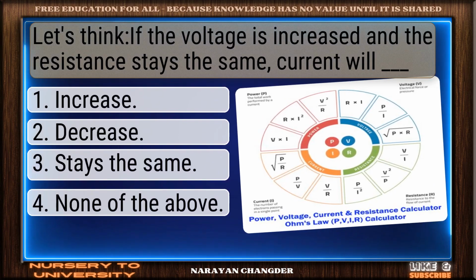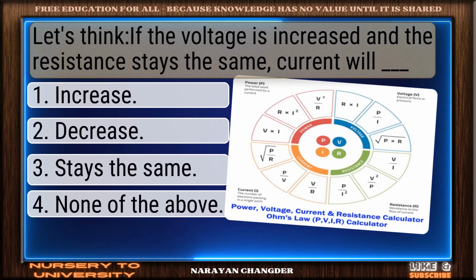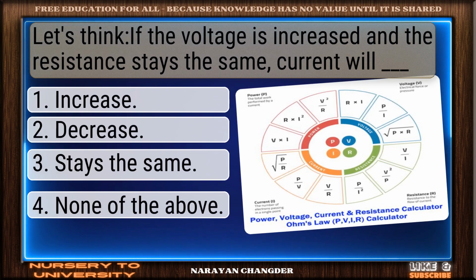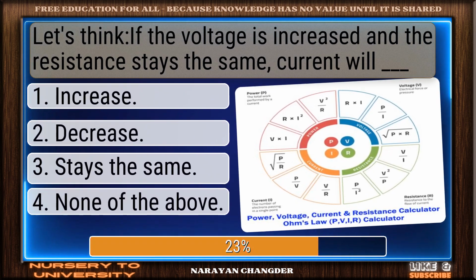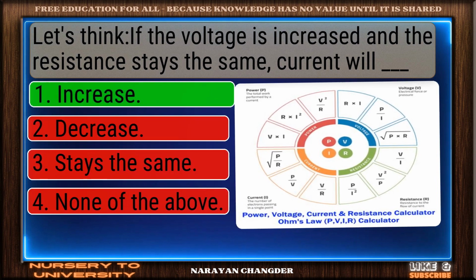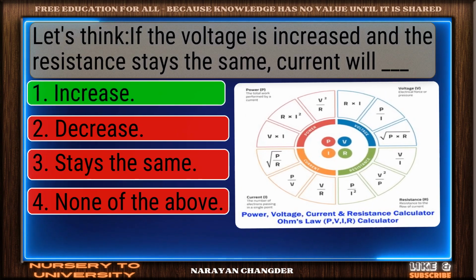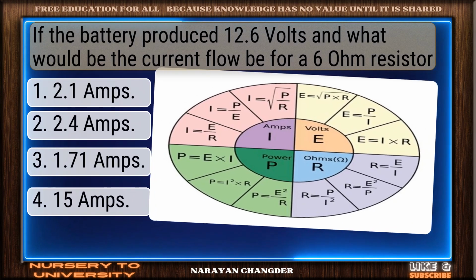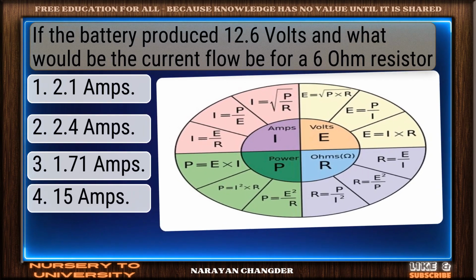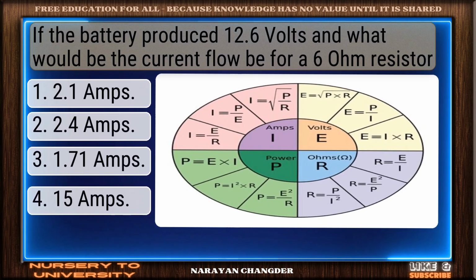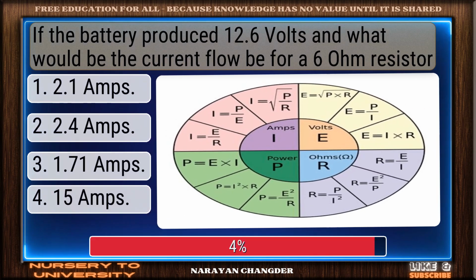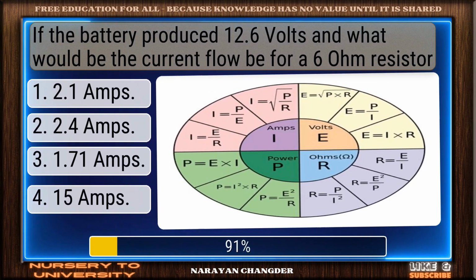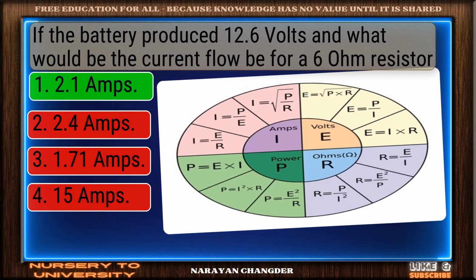Let's think. If the voltage is increased and the resistance stays the same, current will dash. Correct response. Increase is accurate. If the battery produced 12.6 volts, what would the current flow be for a 6 ohm resistor? Bravo, 2.1 amps is the answer.